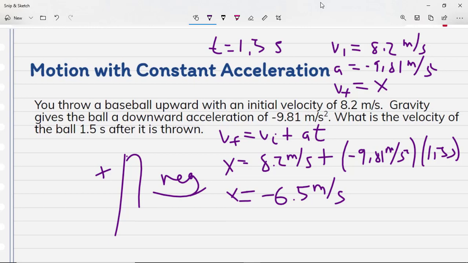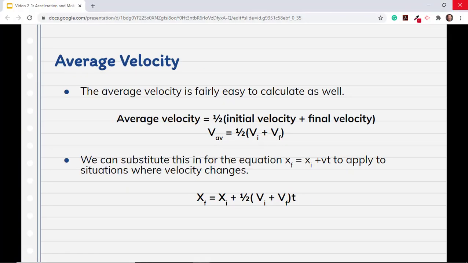You'll always have the equations of motion handy, so it's really easy to look at what variables you have and figure out which equation of motion you are going to use. Average velocity is fairly easy to calculate as well. It's obviously just 1/2 times the initial velocity plus the final velocity. Kind of similar to finding the average of anything, right? We have two numbers, we divide it by 2, and that gives us our average.